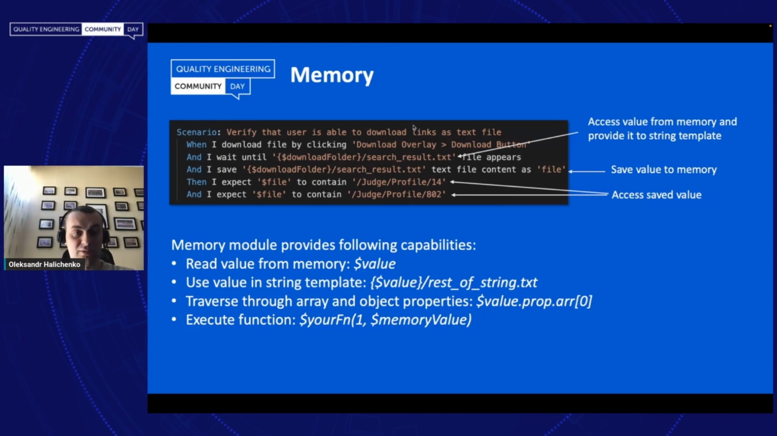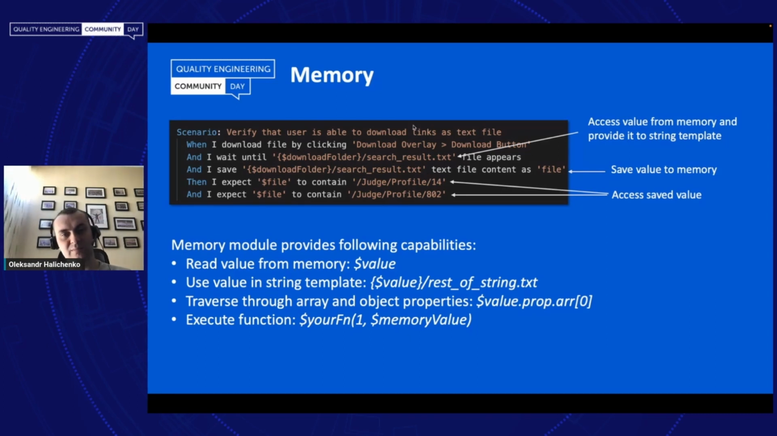And that's not all. With memory, you could, for example, use string interpolation. As you can see in lines 2 and 3, I have a memory value called download folder. And using this value, I generate a whole path to some file that I want to read, and then save the content of this file.